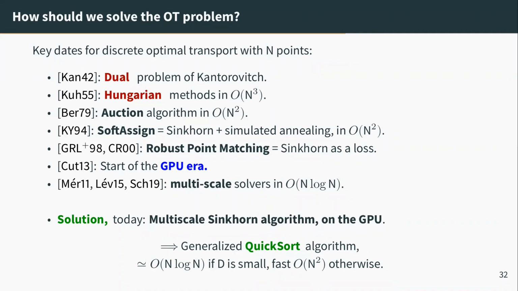And so you have all of this happening in the past decade. Basically, people using GPUs, developing log linear runtimes. And so, for instance, a lot of work that I did during my PhD thesis was to understand all of this and to merge them together. And now what we have are algorithms like multi-scale Sinkhorn algorithms implemented on a GPU that really behave like generalized quicksort algorithms to solve the problem. So we have log linear runtimes if the dimension is small, and quadratic runtimes otherwise.